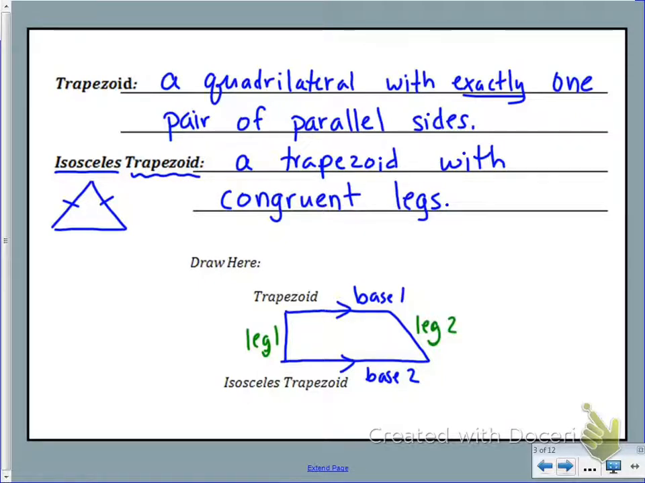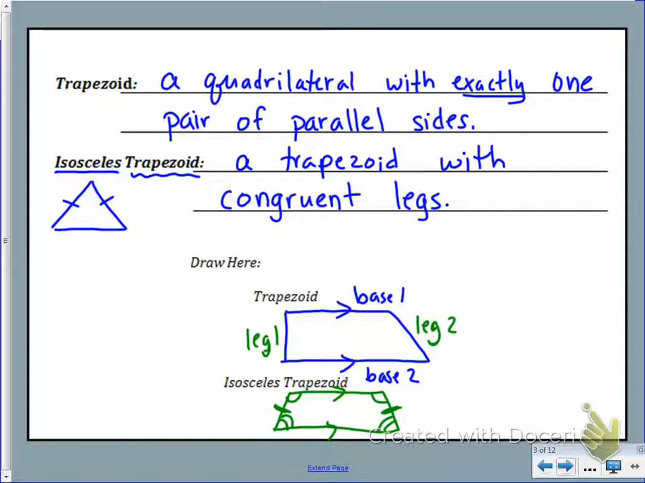Now in an isosceles trapezoid, you're going to have something unique happen. We still have one pair of opposite sides parallel, but the key here is that the two legs have to be congruent. So I've marked that with our tick marks. So the length of leg 1 would be equal to the length of leg 2. Now because of that, we have some parallel angle relationships. What we can also go on to say is that the upper base angles and the lower base angles are going to be congruent. So we have two pairs of congruent angles.